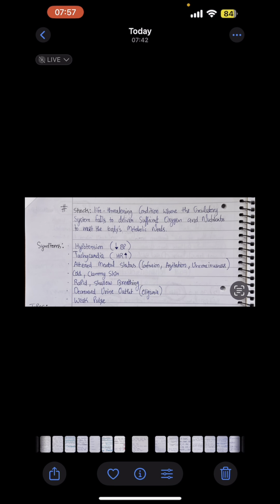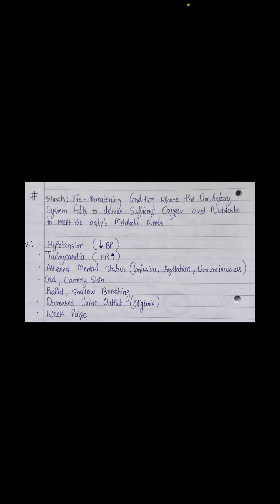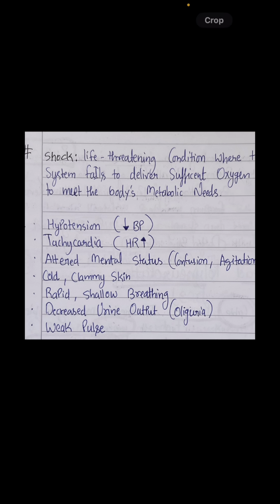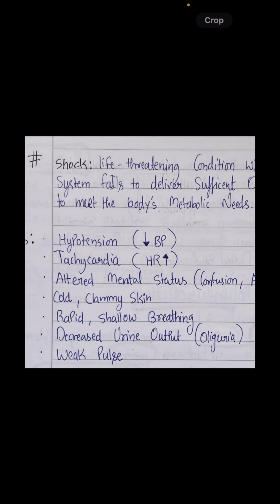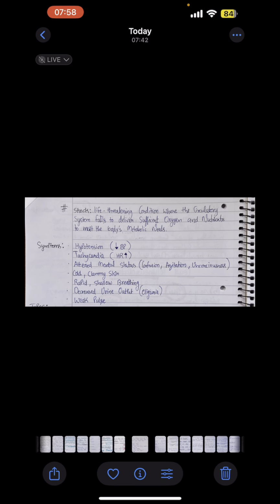Next is shock. Shock is a life-threatening condition where the circulatory system fails to deliver sufficient oxygen and nutrients to meet the body's needs. The signs of shock are tachycardia, tachypnea and hypotension. This is what you need to remember: tachycardia, tachypnea and hypotension. Just cram it somehow because you will need it everywhere. And the signs of increased intracranial pressure are just opposite to it. I have told you before.